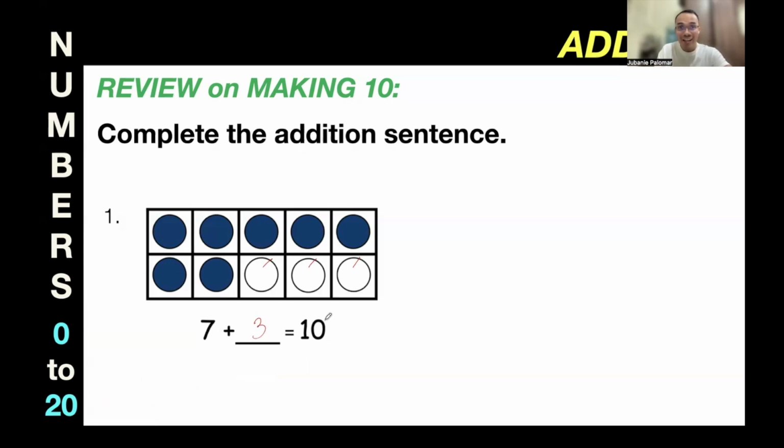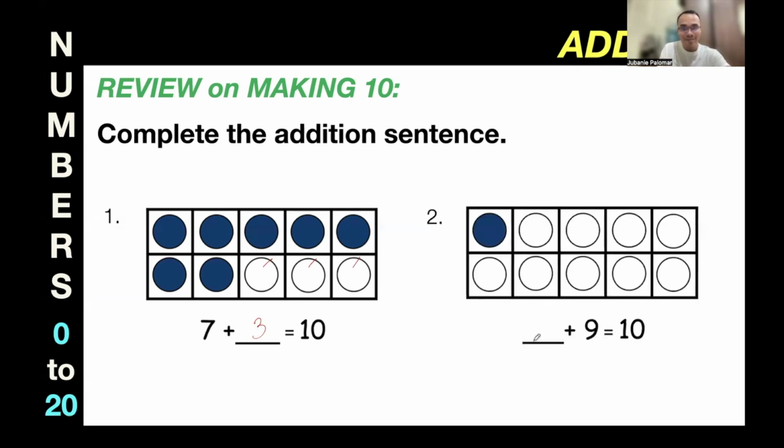The other method is by counting on. We put 7 in mind and we count on with our fingers until we get the number 10. 7, 8, 9, 10. How many fingers? 3. So the missing number is 3. You get that? Let's have another example.